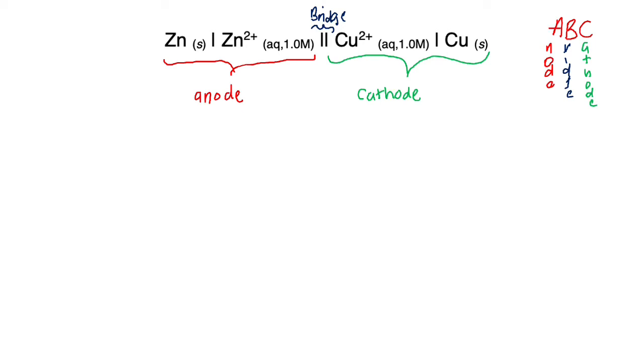Now, next one, how to write the anode? We are going to start with the reactant first, then only we proceed with the product. Same thing at the cathode, we are going to write the reactant first, then the product.